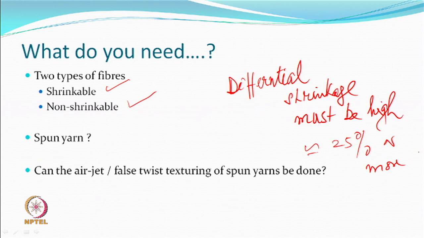If the difference is 3%, 4%, you will get some effect, but that is not going to do. That means whatever is called a shrinkable component is a special fiber, in that sense that you have to work on this, or selection. If you can do that, then it is possible. Now, there are two different types of fibers.